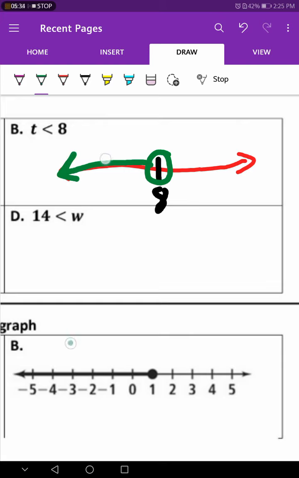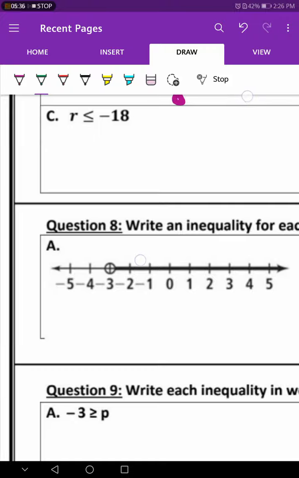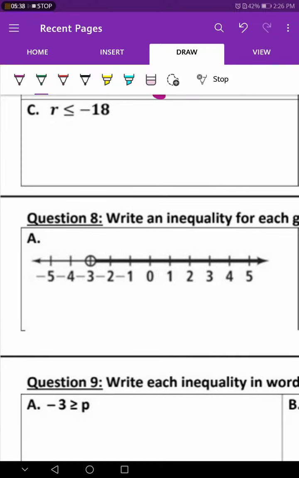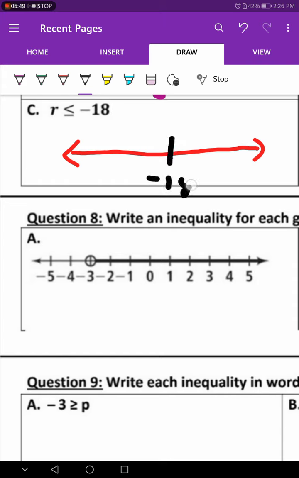Great work. Now see here. Can you read it please? R less than or equal to negative 18. Yes, this is the number 9 and this is the negative 18. I will circle it, fill it, and move to the left. Yes, move to the left.